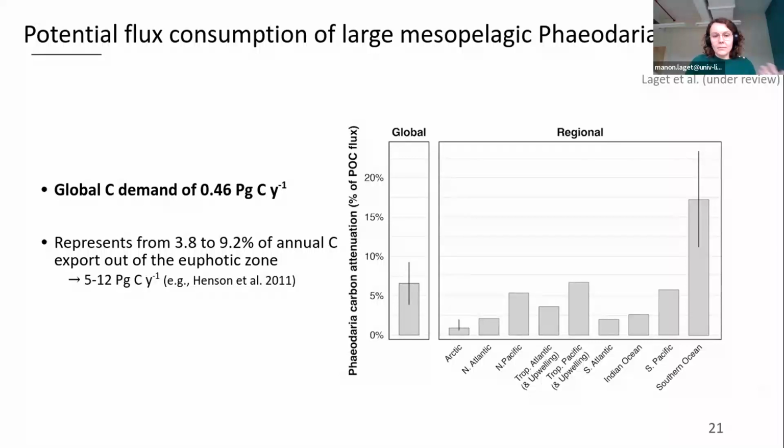So then we estimated this potential percentage of carbon flux attenuation for the same oceanic regions, again by comparing it to carbon export values that we found in the literature. And we observed important regional variability. In particular, the potential role in flux attenuation was the highest in the Southern Ocean, which is a key area in the global marine carbon cycle.